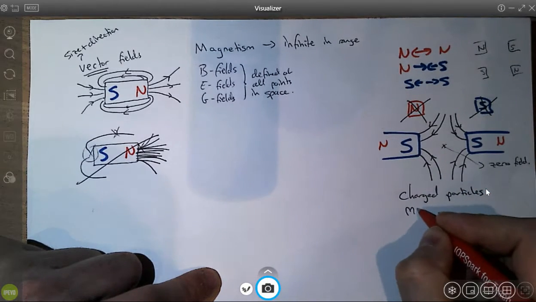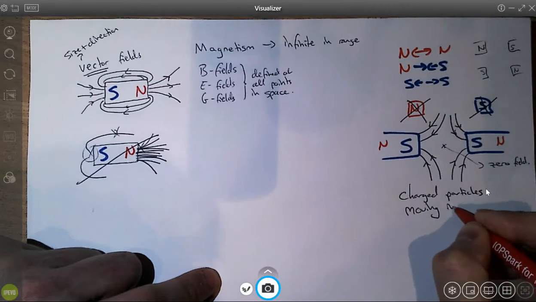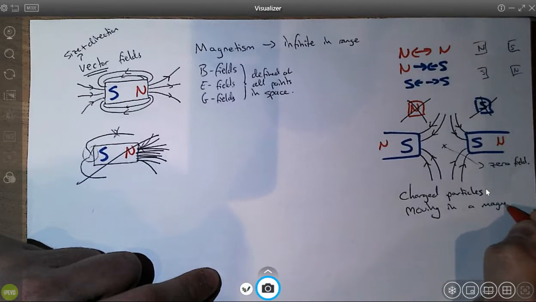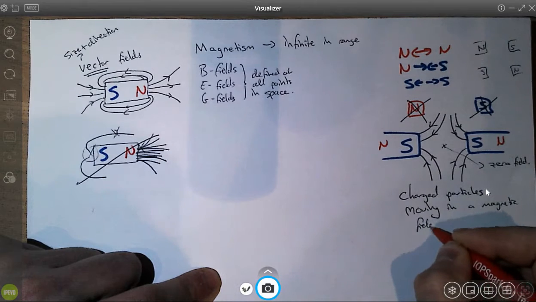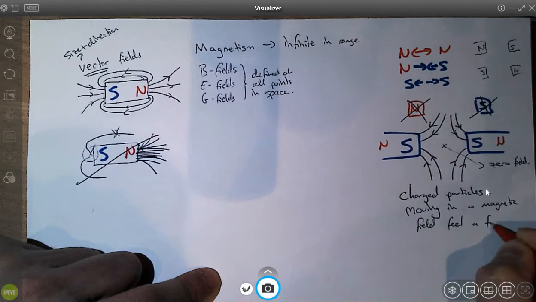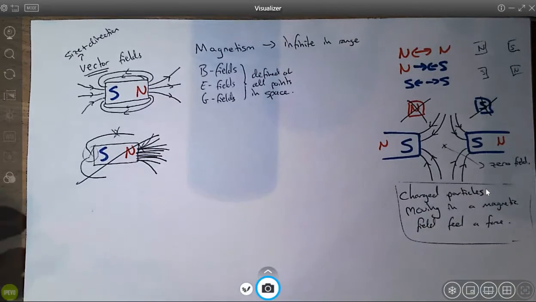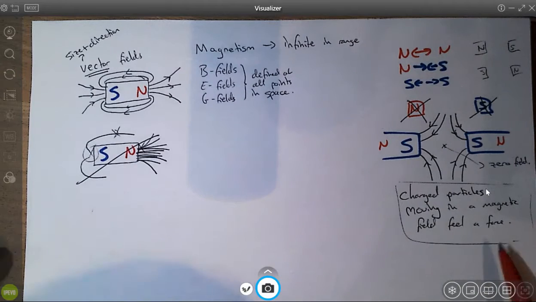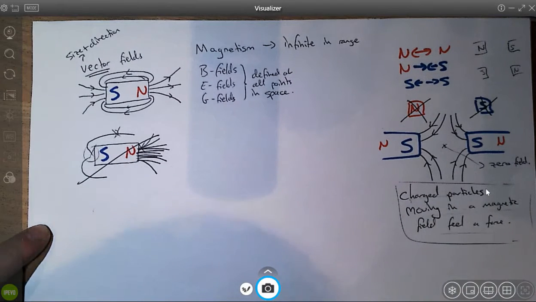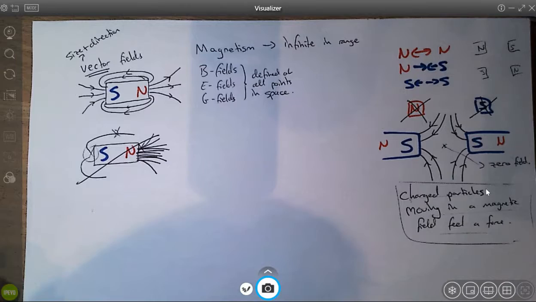Charged particles moving in a magnetic field feel a force. Right, and this is really, really fundamental to physics. This explains how we can generate electricity, and it explains so many other different things as well. So it's always worth highlighting this.